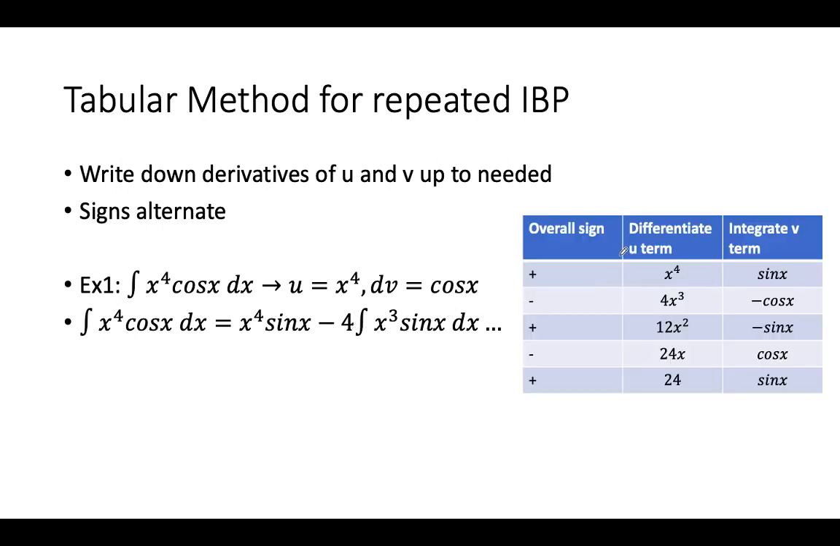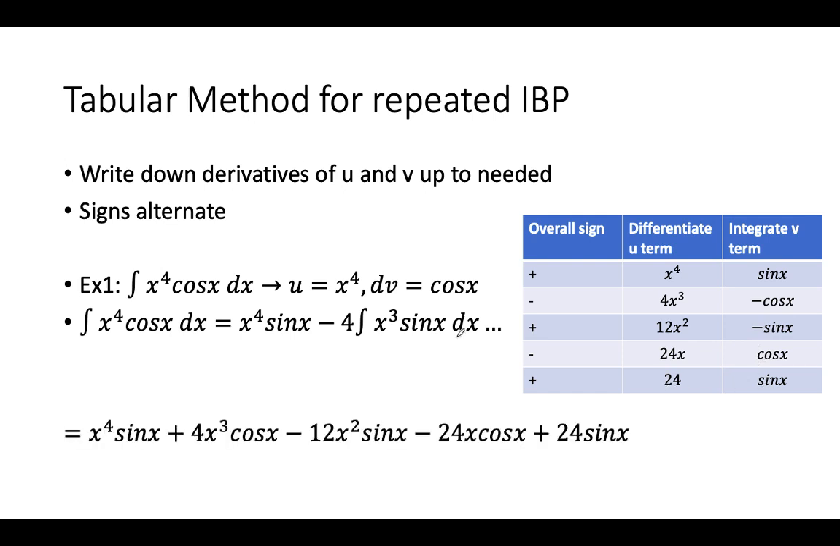So just put it in a table. Differentiate the terms, keep differentiating, just like this. Go down the table. X fourth, 4x cubed, 12x squared, 24x, 24. Each term is a derivative of the term above it. And then we're integrating this term: sine x, minus cos x, minus sine, cos, and then sine. And hopefully that's straightforward. And you can see that the signs are alternating, of course. It starts off positive because this term's positive.